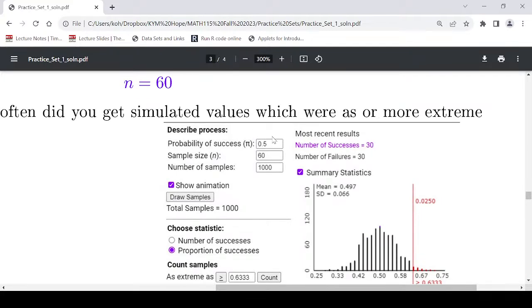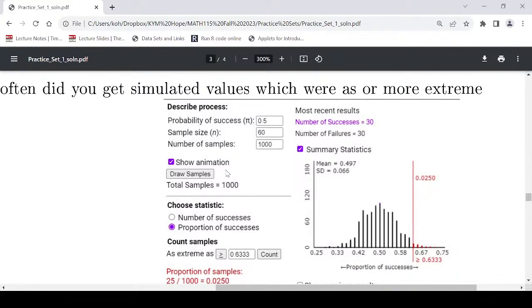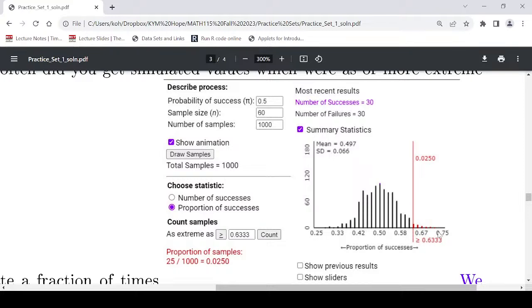See, you set pi to be 0.5, that is status quo, sample size is 60, and the number of samples, as usual, something large. So you see, why am I comparing at 0.6333? Because that's the thing we actually saw. 0.5 is the status quo that we're trying to check, but 0.6333 is the thing that we actually saw. So you can see how often you actually see something like this if you assume pi is 0.5, right? Can you answer that question? You can see the fraction of times is just 2.5%. If you look at this part, 25 simulations in 1,000 produce something like that.